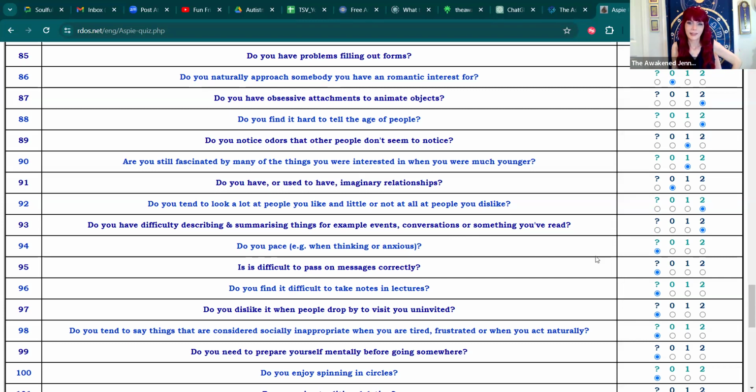Do you pace? Yes. Is it difficult to pass on messages correctly? Sometimes. Do you find it difficult to take notes in a lecture? Sometimes. Why is it difficult? Because what information is actually important? I'm either going to take down all the information or none of the information. I don't know what is the priority information.